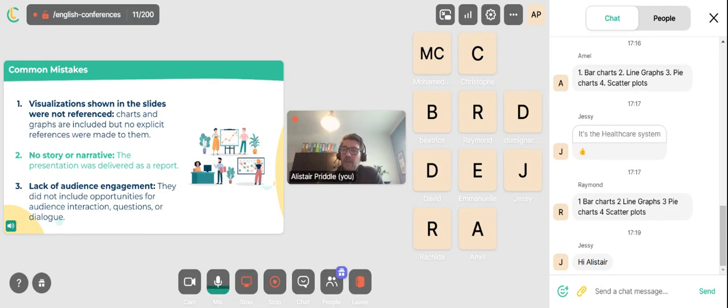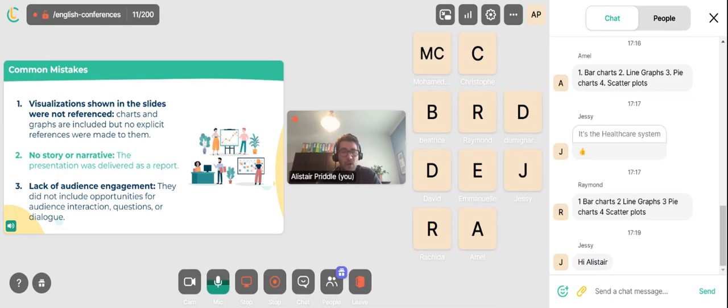Number 1, visualizations shown in the slides were not referenced. Charts and graphs are included, but no explicit references were made to them. This is a common mistake.